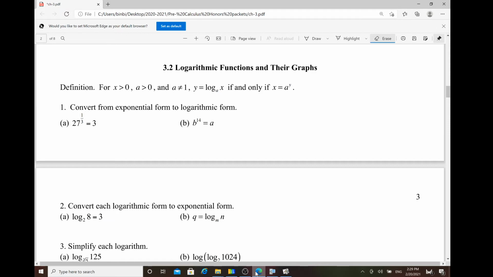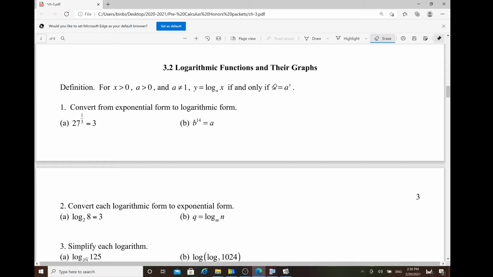This one is section 4.2. You might be wondering why it's showing 3.2 here, because that's a different textbook that I use for pre-cal. This one is supposed to be 4.2 from James Stewart. So it's logarithmic functions and their graphs. Define that for x greater than 0, where a is greater than 0 and a does not equal 1. So y equals log base a of x if and only if x equals a to the power of y.